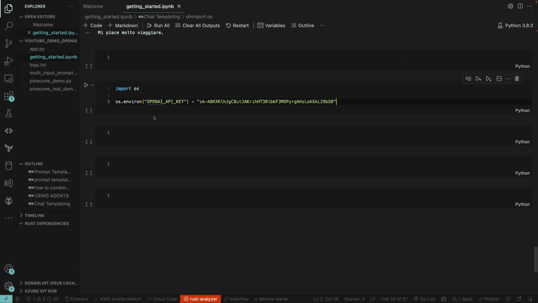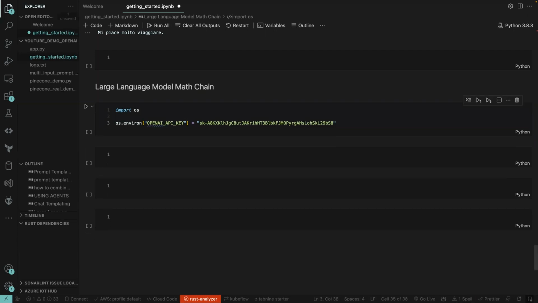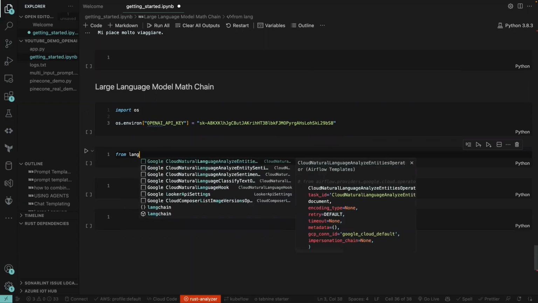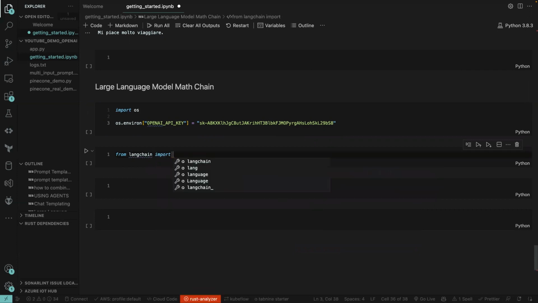As you can see, I have my OpenAI API keys written here, and I'm going to do a few imports. This is going to be the large language model math chain. The next thing I'm going to do is some imports from LangChain: import OpenAI as well as LLMMathChain.